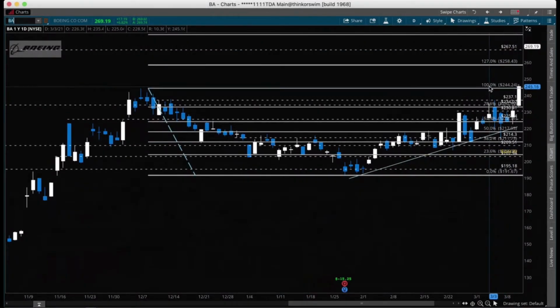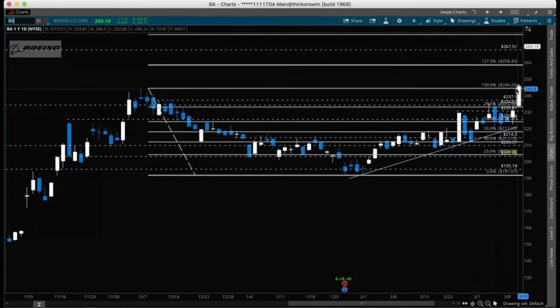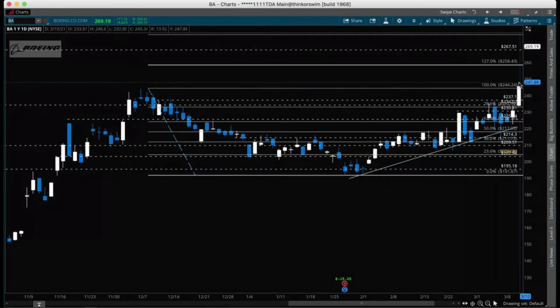So if Boeing just broke above this 100% level that I have on my Fibonacci's, basically this is a missed trade. If I didn't enter the trade right here, this is missed. Unless I'm playing psychological levels at 250, which I'm not going to go in depth right now because this is just basically starting from the beginning. This is my next level.